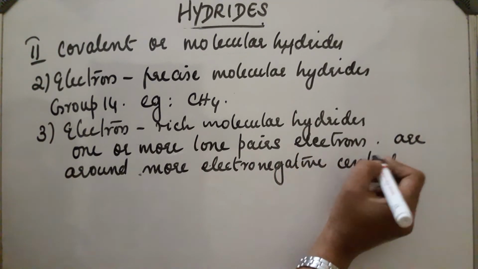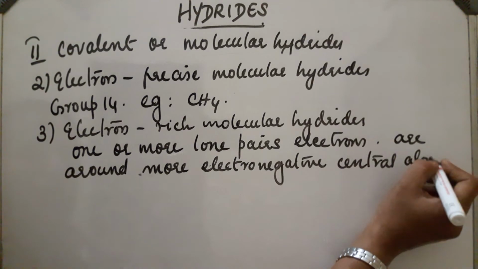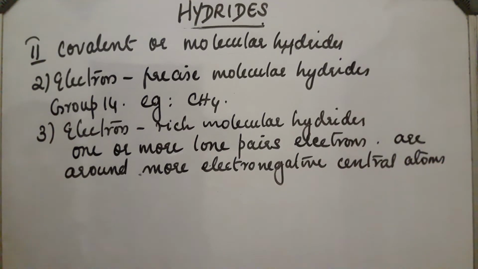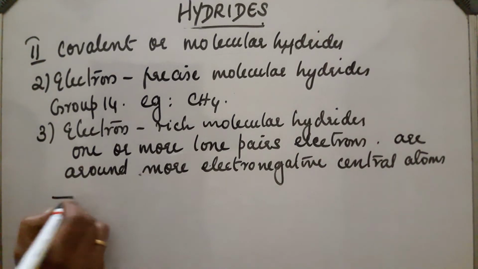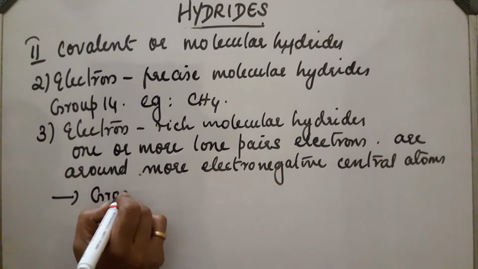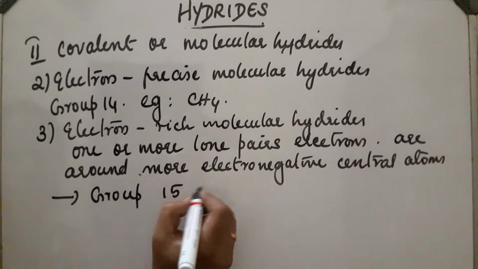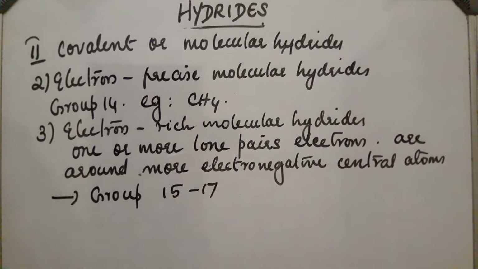So the more electronegative central atom is surrounded by one or more lone pairs of electrons. Okay, so they are electron rich. This lone pair results in the association of molecules due to hydrogen bonding. Examples, these compounds are obtained by group 15 and 17 elements. Group 15 and 17 elements form these types of hydrides.